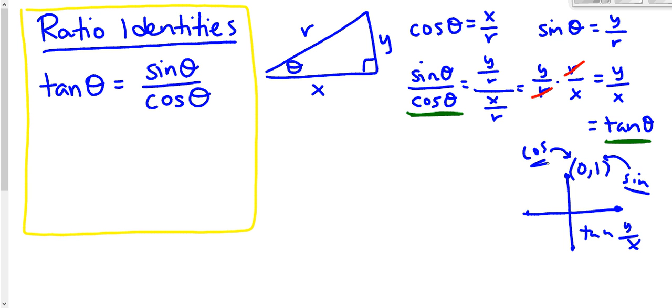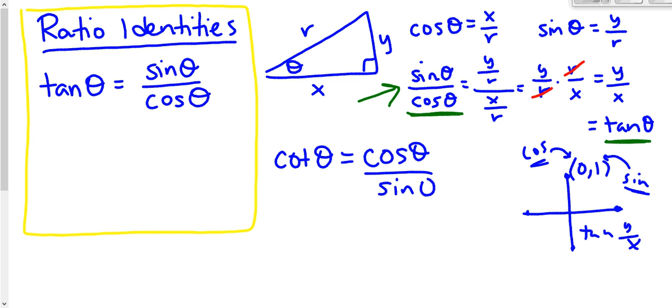There's one more ratio identity, and it is what you get if you take the reciprocal of tangent. What's the reciprocal of tangent? Cotangent. So cotangent theta equals, what's the reciprocal of this thing? Well, you would flip it upside down and you would get the cosine on the top and you would get the sine on the bottom. So that's the second ratio identity. Cotangent theta equals cosine theta over sine theta.